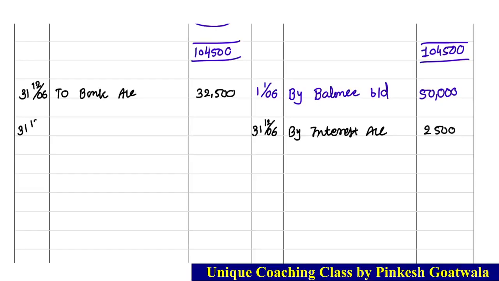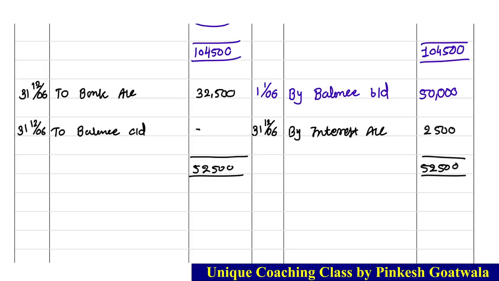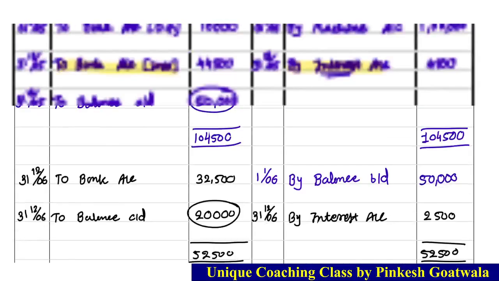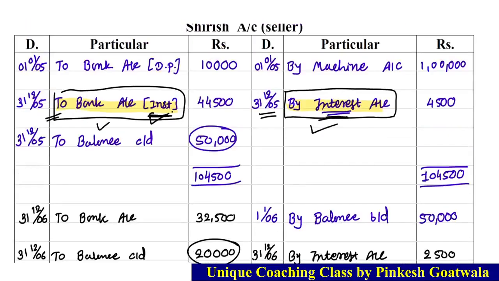So the difference comes here to balance. Closing balance 52,500, here 52,500, the difference will become 20,000. Transfer to the next year. Here 1 now 7, by balance, amount 20. Now it's a common step. Every year you have to write just this: interest and here installment. That's it, interest and installment.